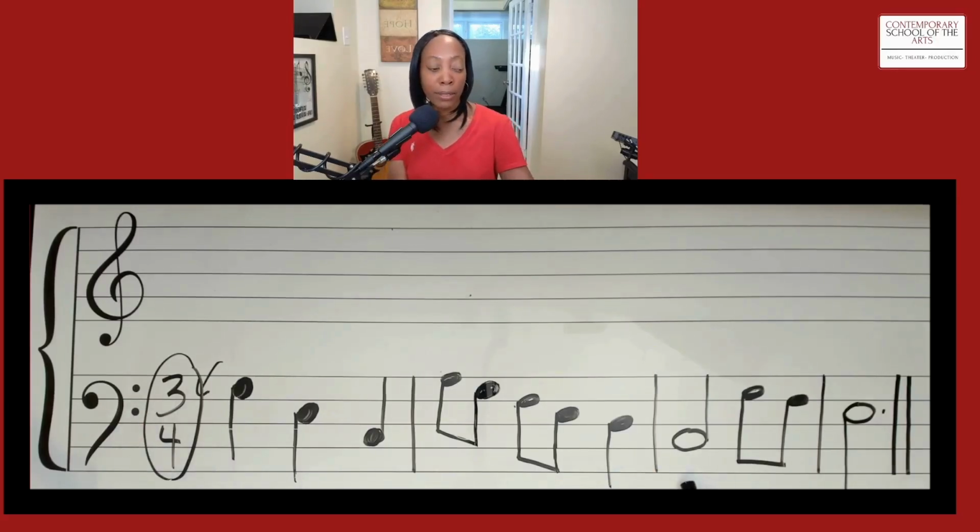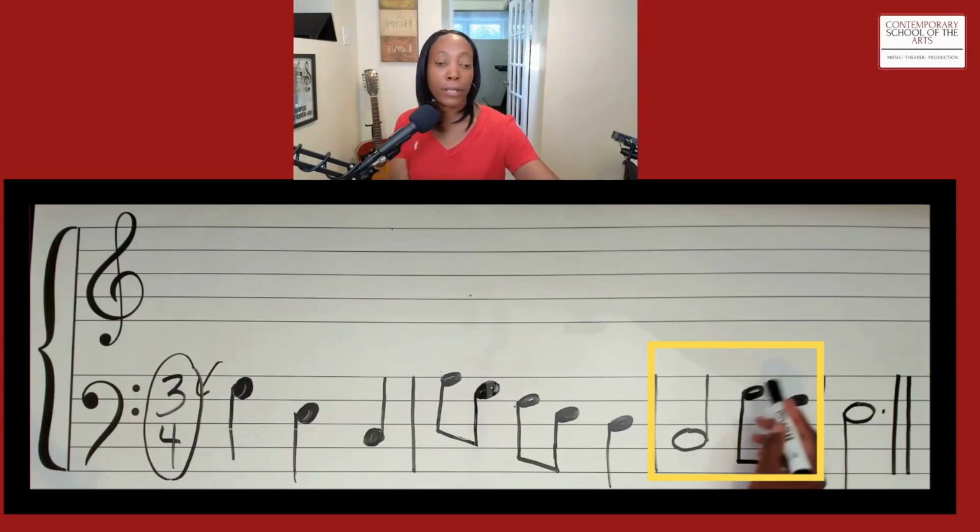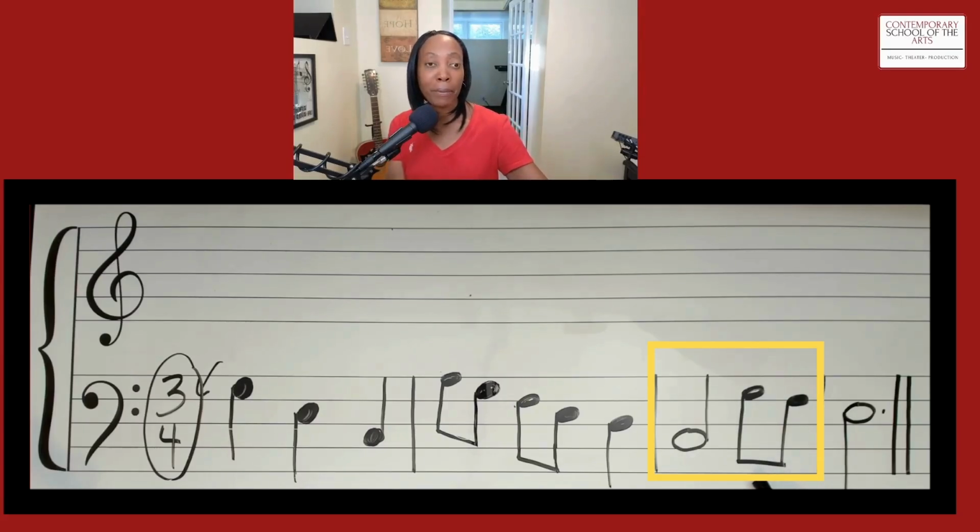Let's look at the next measure. We have a half note. This is going to be held for 2 counts. And then we have 2 eighth notes that are beamed together. And we already know when we see 2 eighth notes beamed together, that is equal to 1 quarter note. And that is back to our 3.